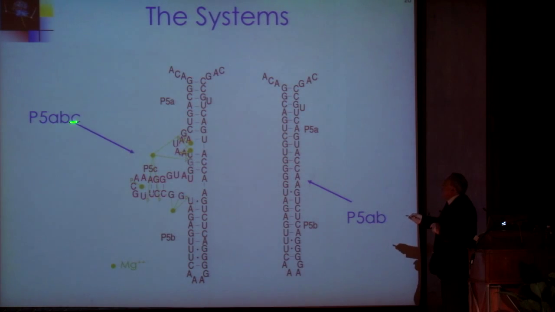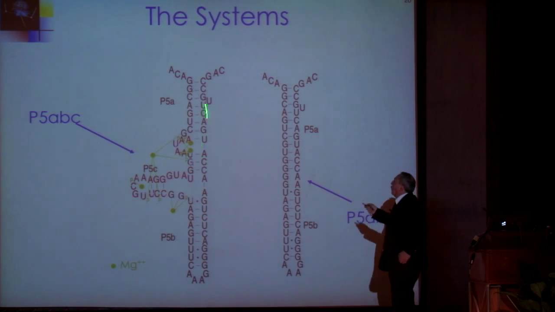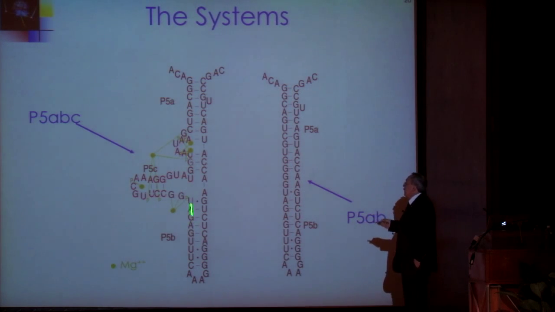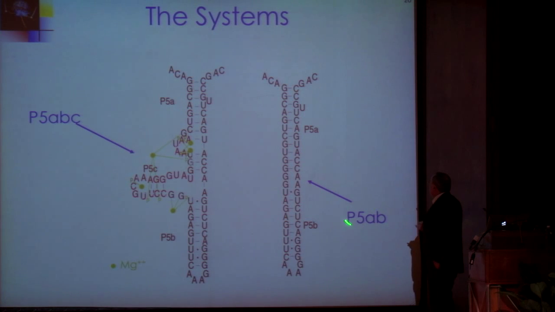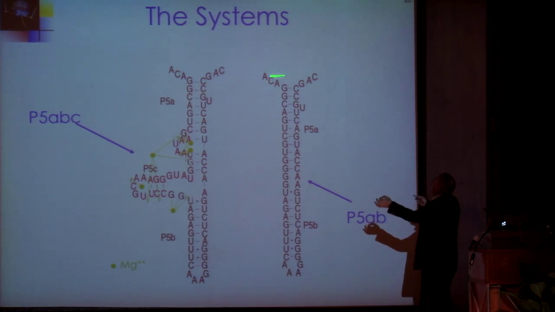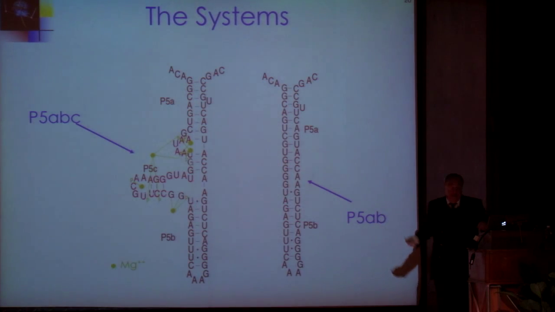We call it the P5ABC hairpin. It has a 3-helix junction. And this molecule, as simple as it is, this part of the molecule, is quite complex. So we decided to get rid of all the red bases that you see here, the bulge and the helix in red, and even do a simpler molecule, which we call P5AB. And see just what happens if you pull this molecule from the ends.